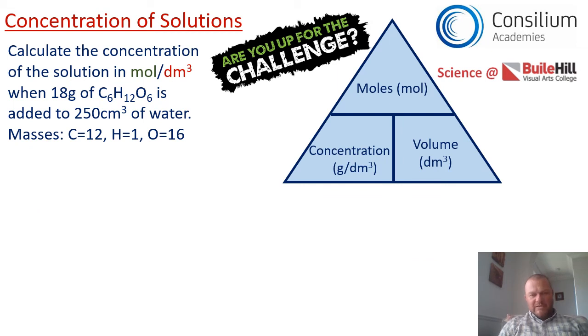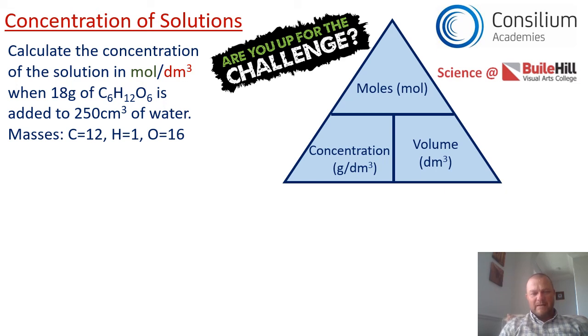Okay, proper challenge then for you to finish. This question would be worth maybe 5 or 6 marks on a GCSE exam and is a challenge. It says calculate the concentration of a solution in moles per decimeter cube. So that's the first thing to know, it's moles per decimeter cube. We've got 18 grams of C6H12O6 added to 250 centimeters cubed of water. The masses of carbon is 12, hydrogen is 1, and oxygen is 16. Pause the video now and have a go at seeing if you can answer that question, and then I will go through the full working out of how to get to the answer.